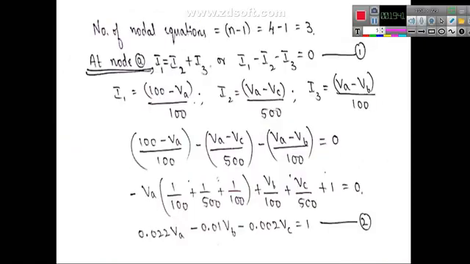Once you write the nodal equations and substitute the values, this is corresponding to node A. I1 is equal to I2 plus I3, or you can rearrange it as I1 minus I2 minus I3 equal to 0. You know the expressions for I1, I2, I3, so you can substitute those values in these equations. Then expand and simplify, and you will get this equation, corresponding to node A. You can call it equation number 1. Similarly, you can get the equation for node B.